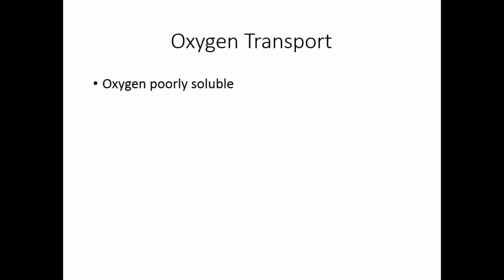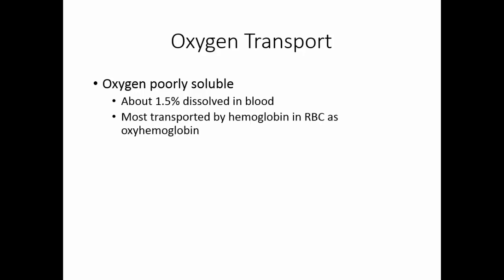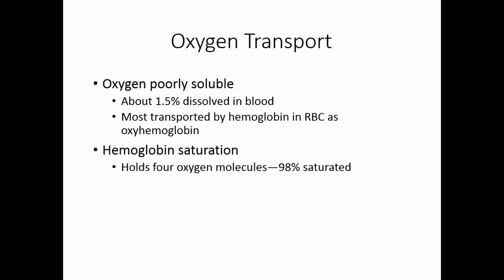Since oxygen isn't very soluble in water, only about 1.5% of our oxygen actually travels dissolved in the blood. Most of the oxygen is transported on hemoglobin in the red blood cell as a molecule known as oxyhemoglobin. This is what gives oxygenated blood its bright scarlet appearance. Hemoglobins will hold 4 oxygen molecules. At any given time, our blood is about 98% saturated with oxygen.